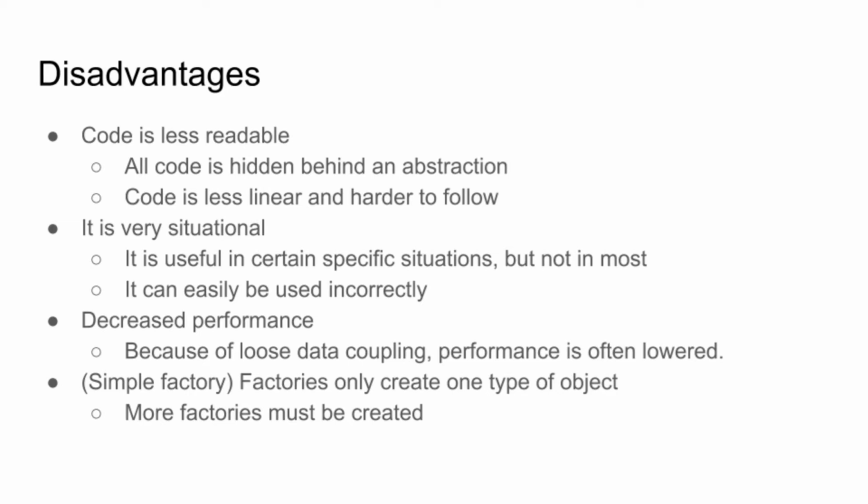In many cases, there's also decreased performance because of the loose data coupling. Specifically for the simple factory, another disadvantage is that the simple factories can only create one type of object. In the case where many similar objects need to be created, under the simple factory pattern this is impossible, so the solution is to create more factories, which can clutter up your code and become a problem.